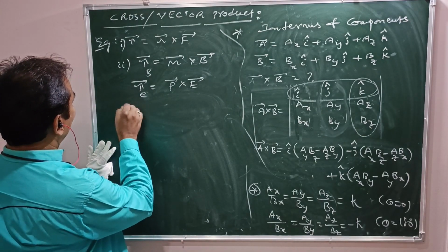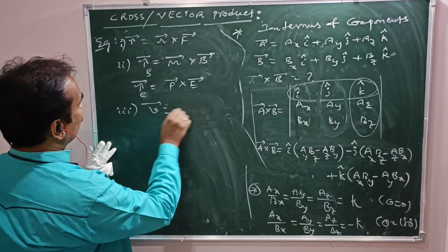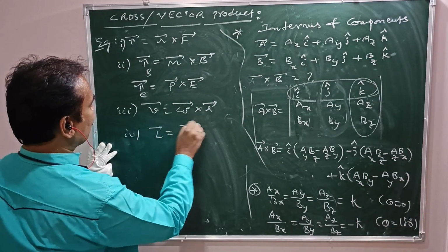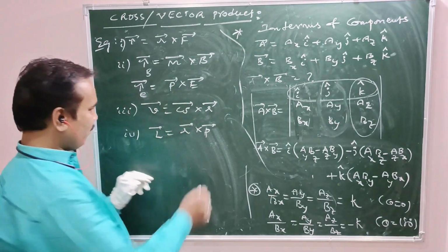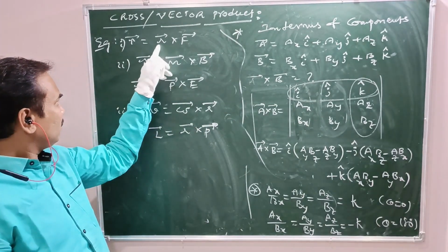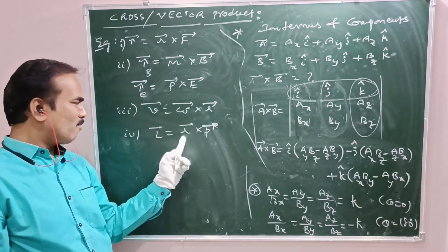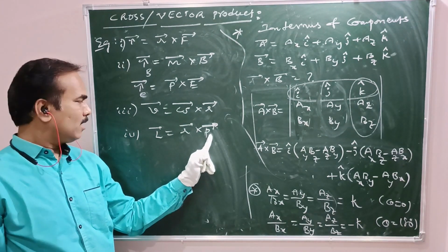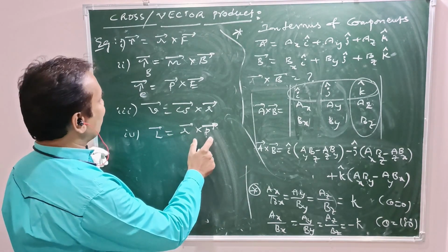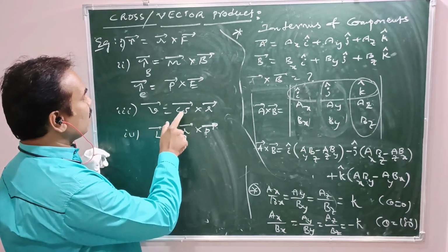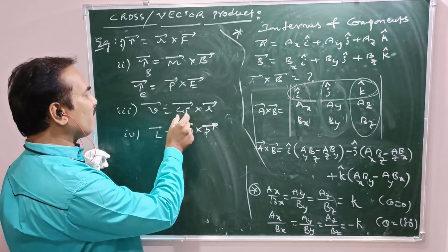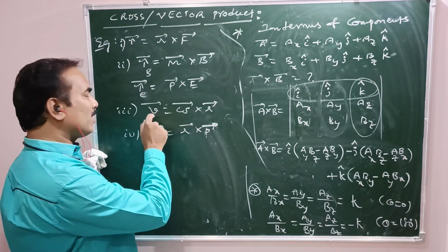Similarly, number 3, v bar equals omega bar cross r bar. Number 4, L bar equals r bar cross p bar. R bar means moment vector, here p bar is the linear momentum vector. So moment of linear momentum is angular momentum. So the cross product of r bar and p bar is L bar, the angular momentum vector. Here it is the angular velocity vector, here it is the radius vector. So the cross product of angular velocity and radius vector must be equal to the linear velocity vector.